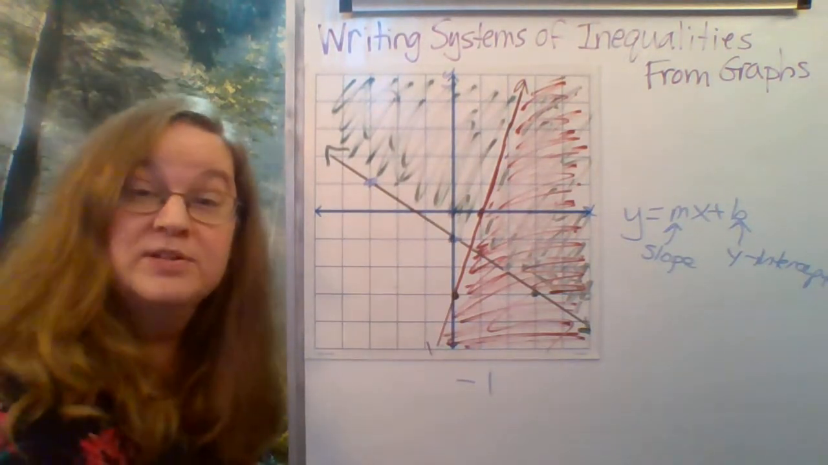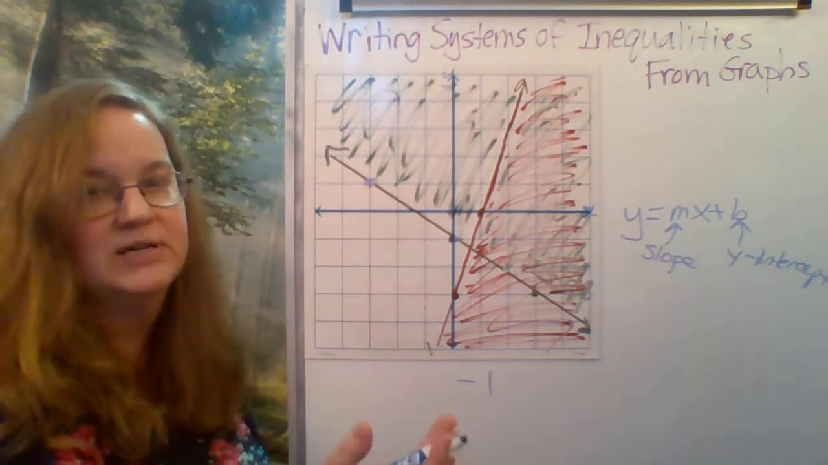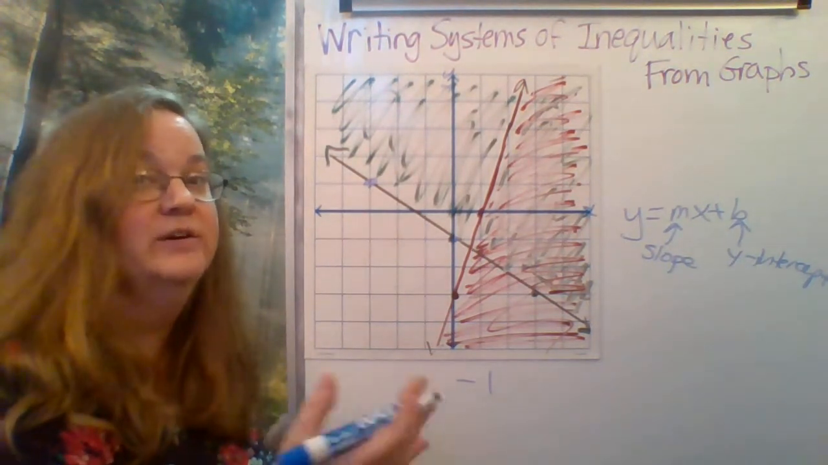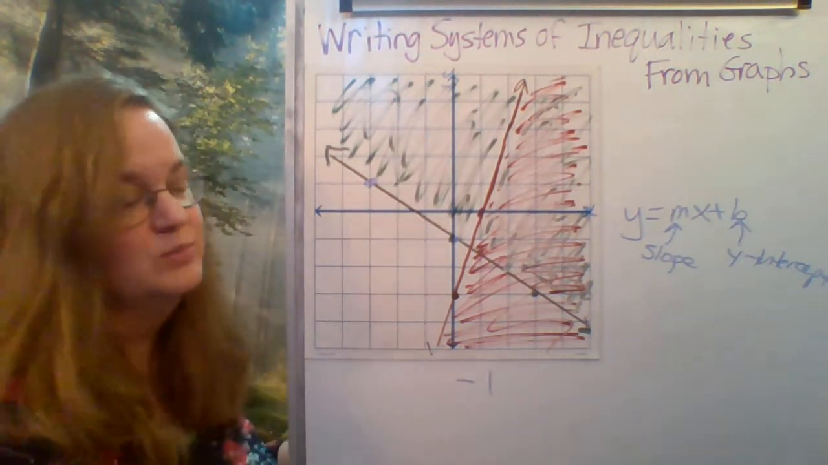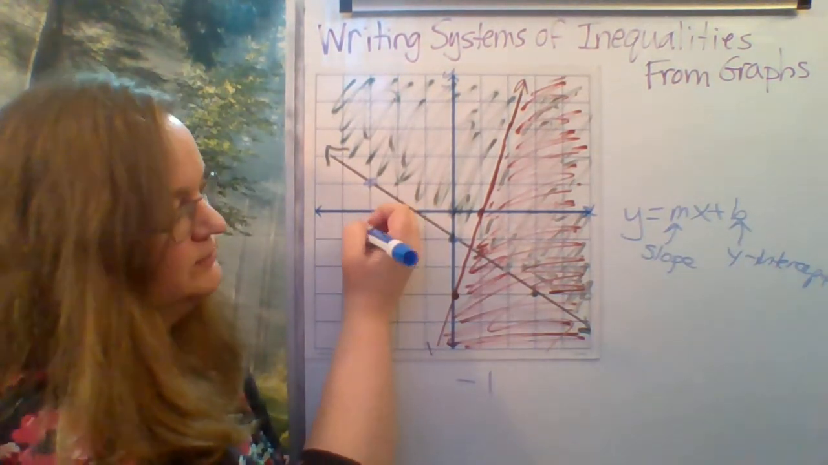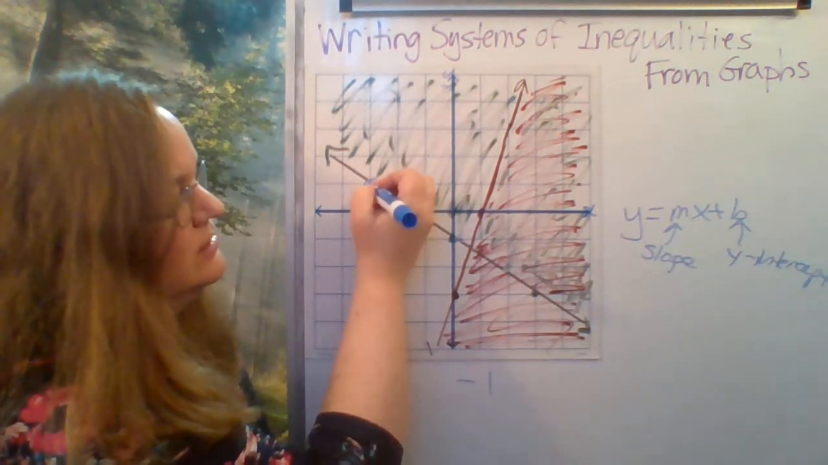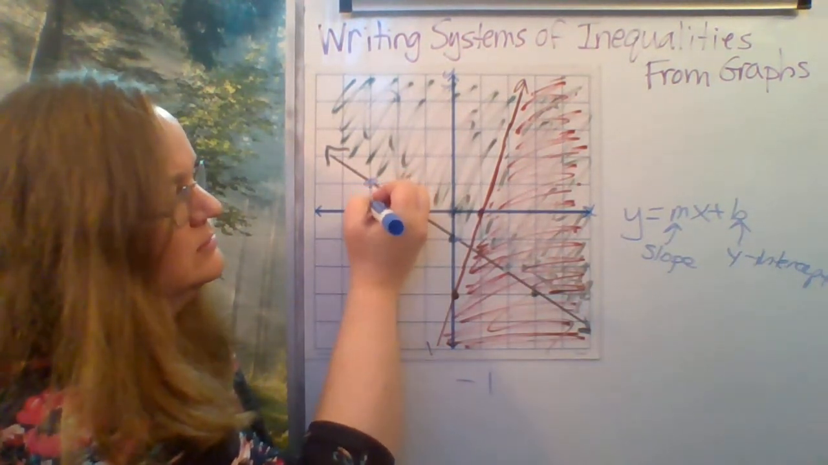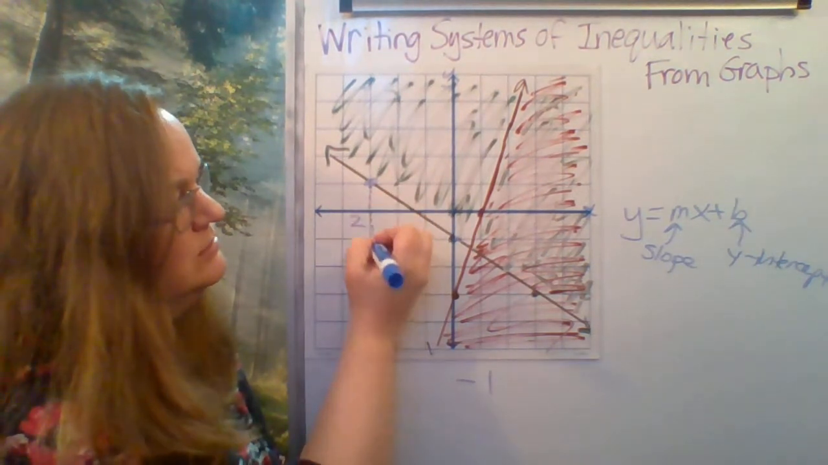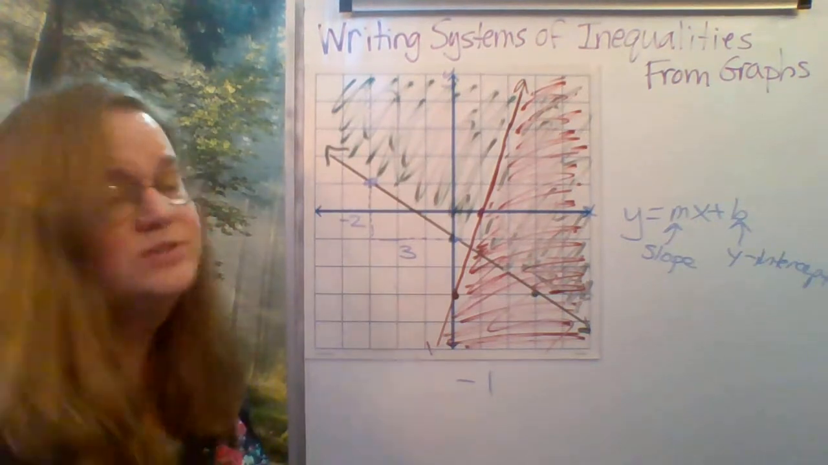If they give you points on the graph, I suggest you use those because sometimes it's really close and it's hard to tell whether or not it's actually on the line or not. So if they've given you points, use the points they gave you. All right, so I'm always going to move from left to right on the graph. So to start here, I'm going to go down 2 and over 3.